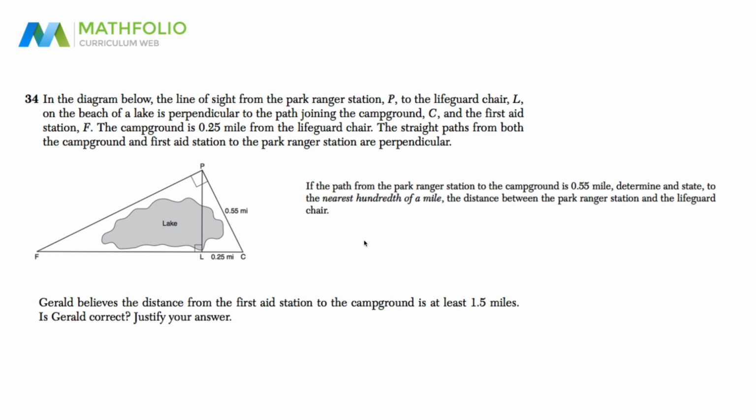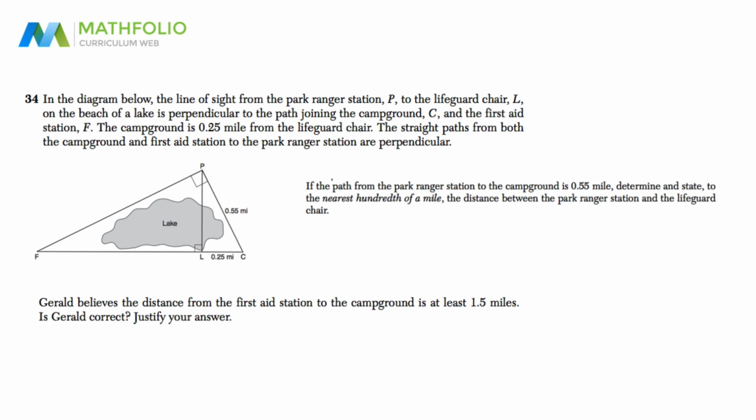Okay, so question number 34 is extremely wordy. This question is a situation involving a lake, a park ranger station, which is P, a lifeguard chair, which is L. We're told that these are two perpendicular segments, and the campground is 0.25 miles from the lifeguard chair, and also the straight paths from both the campground and also the first aid station to the park ranger station.